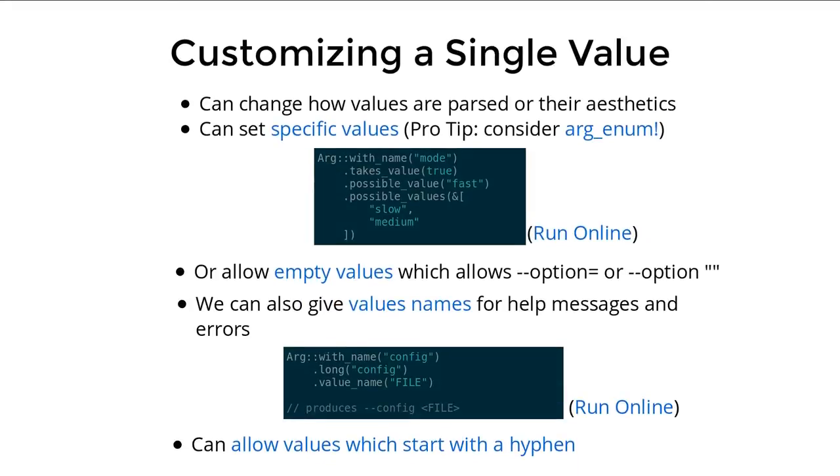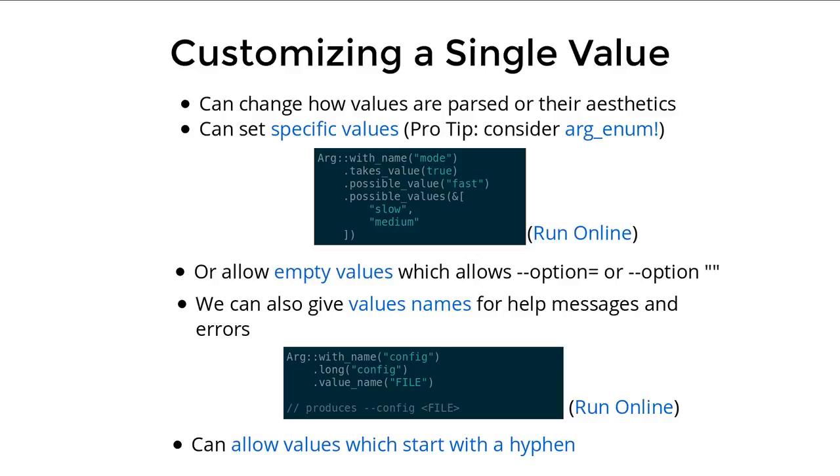You can also customize values, and the way values are either presented to the user in help messages or the way that they behave. Some of the ways that you can specify the way they behave is you can say that only these particular values can be used, such as the possible values method right here. You can say only this list of values could be used for this argument. You can say things like empty values are or are not allowed. By default, empty values are not allowed, but you could have an option which also accepts zero values.